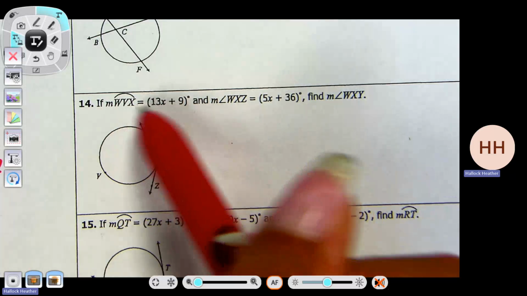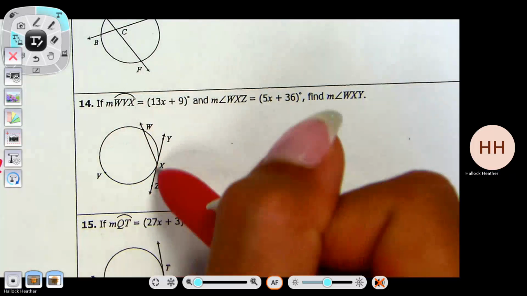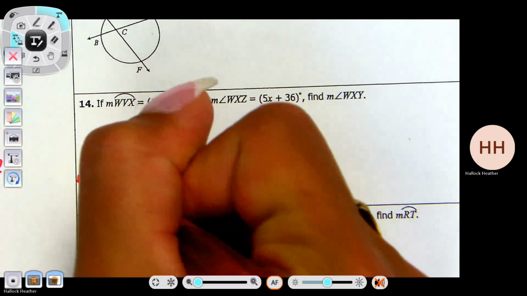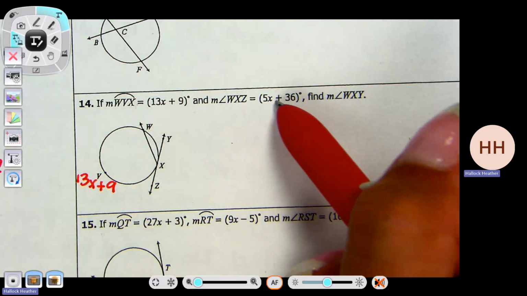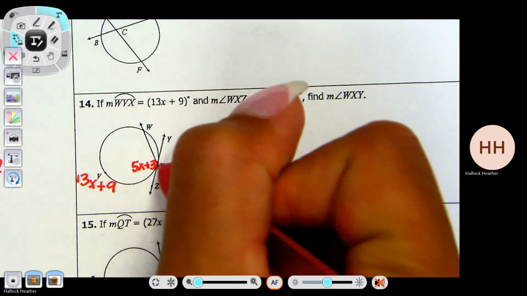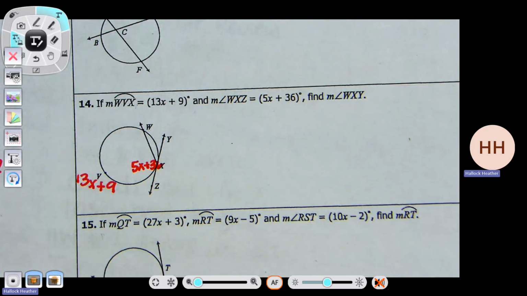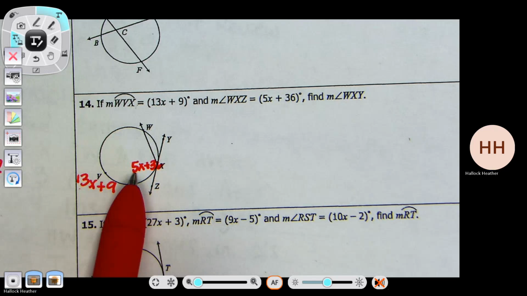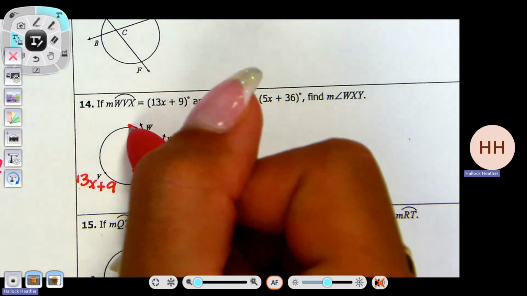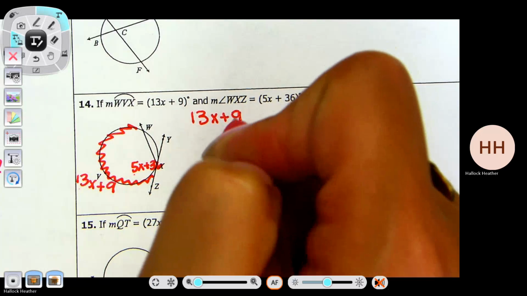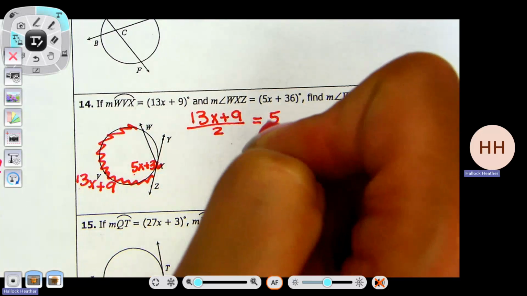So let's start by putting the stuff on the picture. So WVX is 13x plus 9. The angle is 5x plus 36. So which one am I dividing by 2? Am I dividing 13 by 2 or 5 by 2? 13. It's always the arcs that get divided by 2. So I'm going to take the arc, divide it by 2, and set it equal to the angle.